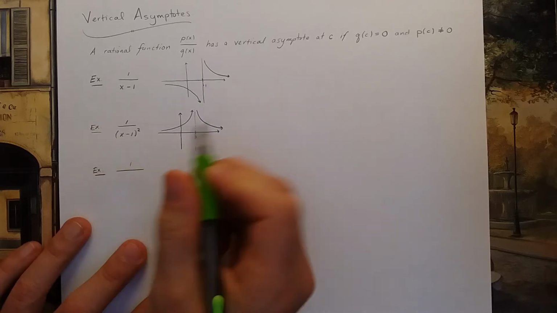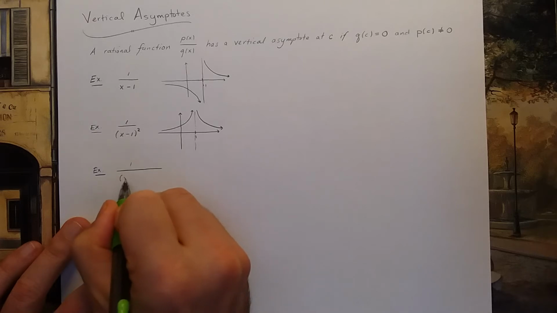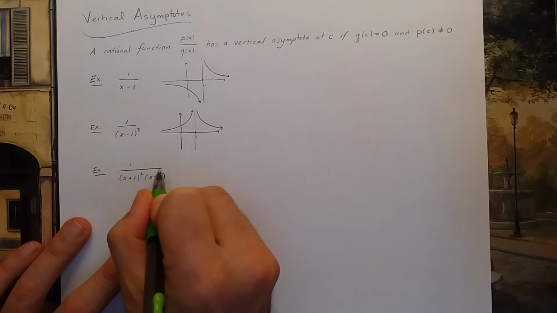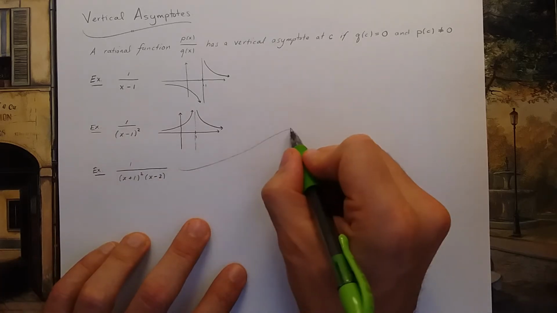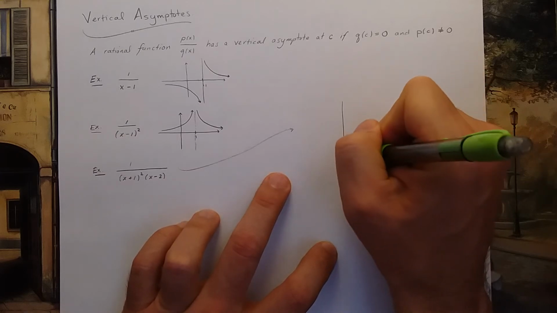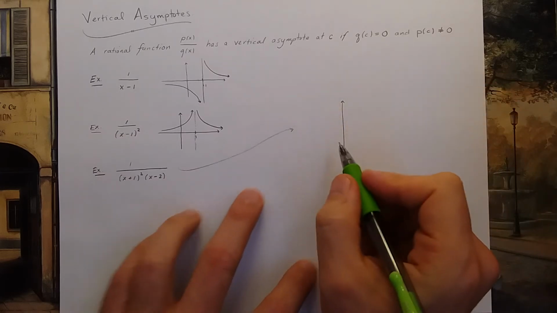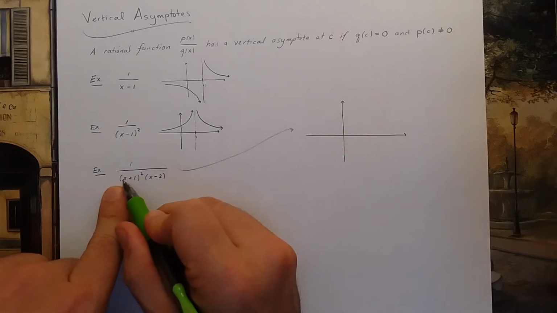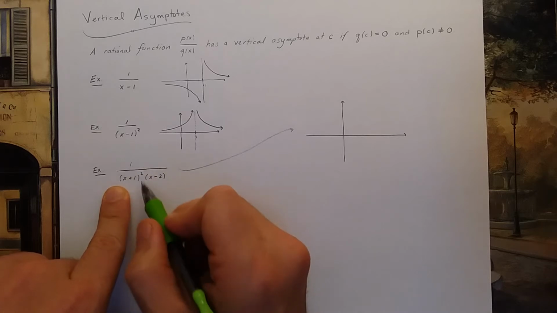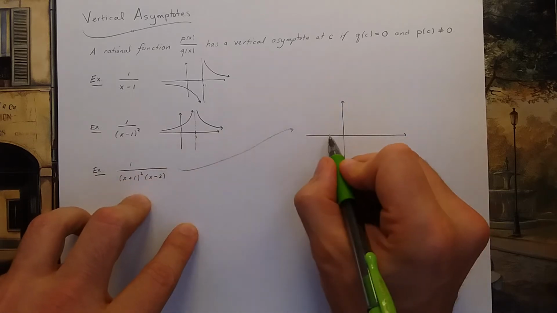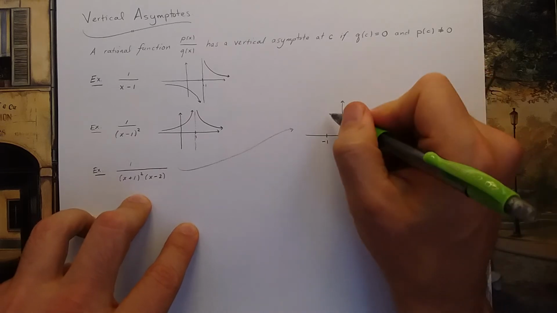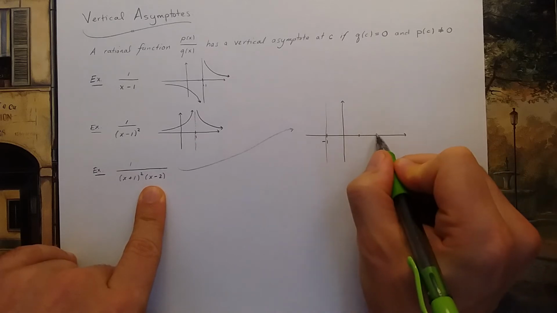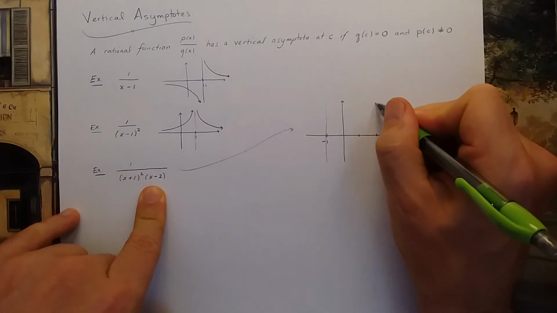What would happen if I had 1 over x plus 1 squared times x minus 2? So I'm going to draw this graph over here. I have vertical asymptotes in two locations. I have a vertical asymptote at negative 1. So if I plug in negative 1 into this function, then I'm dividing by 0. So over here I'm at negative 1. There is a vertical asymptote. And also at x equals 2. So at x equals 2, I have a second vertical asymptote.